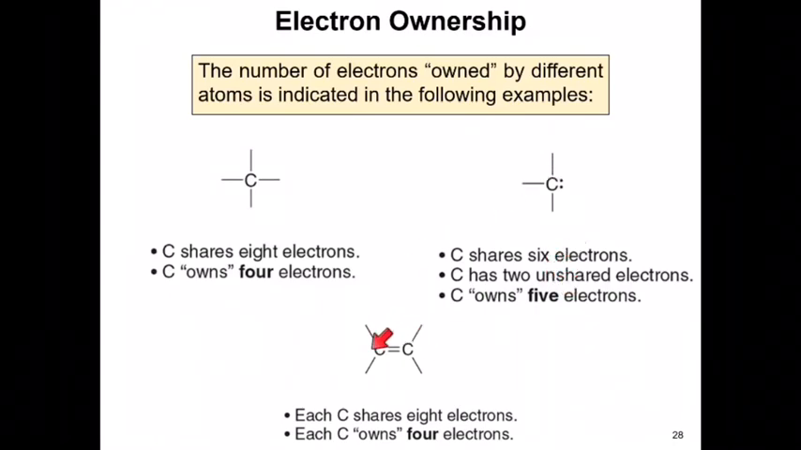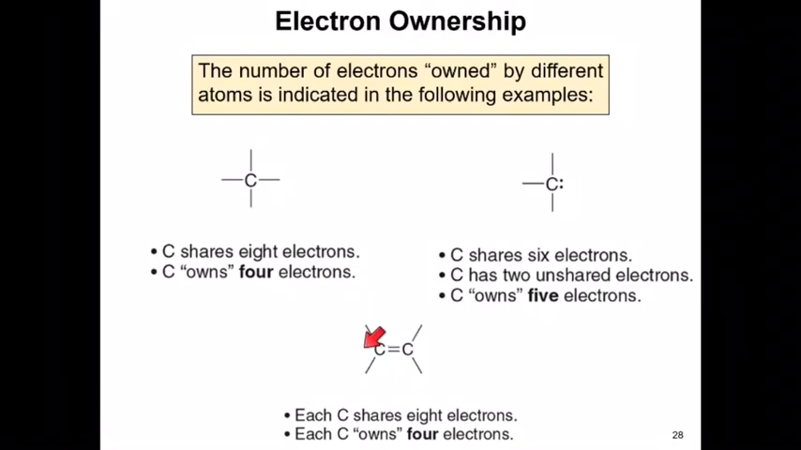These 2 carbons at the bottom are the same because they both have a double bond and 2 single bonds. So that means that this carbon on the left has a total of 8 bonding electrons, and so half of that is 4.